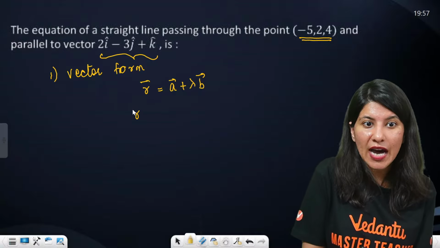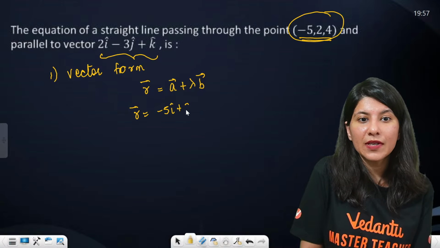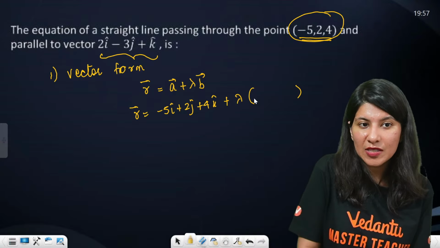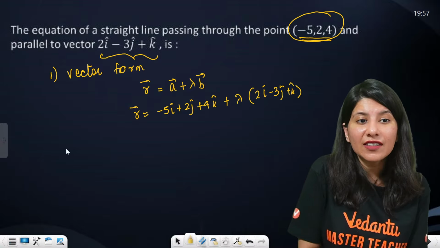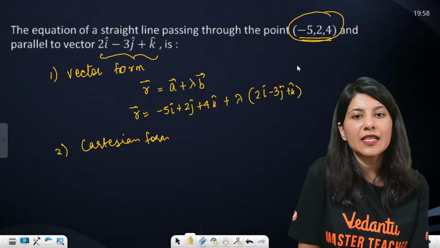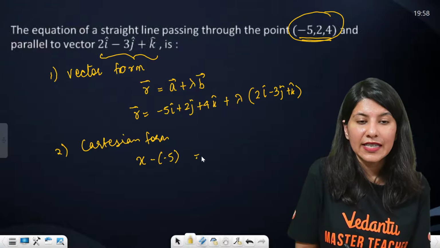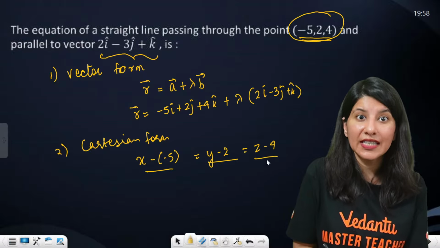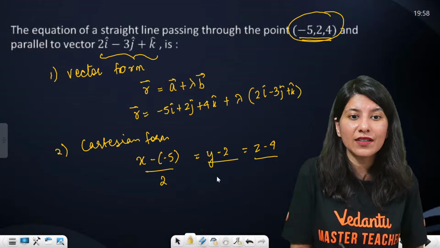So R vector is equal to point. The point is minus 5 i cap plus 2 j cap plus 4 k cap plus lambda times direction. Direction means parallel vector, 2 i cap minus 3 j cap plus k cap. This is vector form. Now, in Cartesian form, how do you write it? Tell me. So this is x minus minus 5 is equal to y minus 2 is equal to z minus 4 upon, in the denominator, you have to write the direction ratio, which is 2, minus 3 and 1.